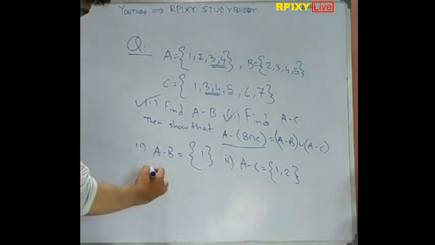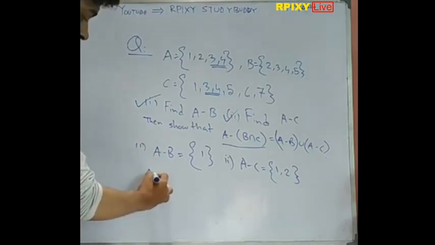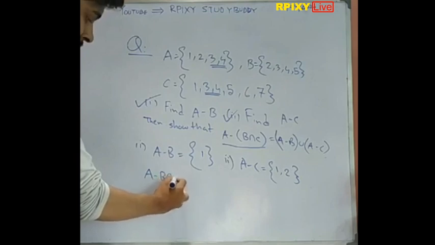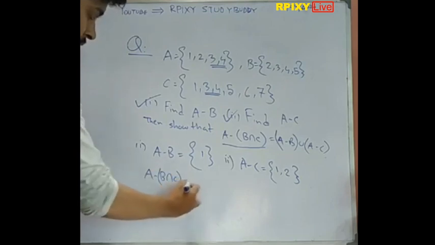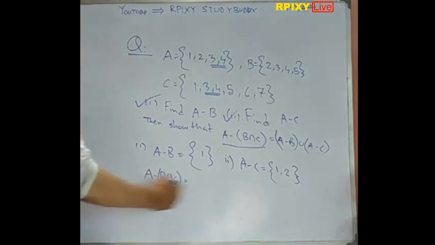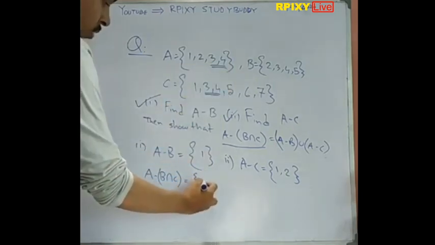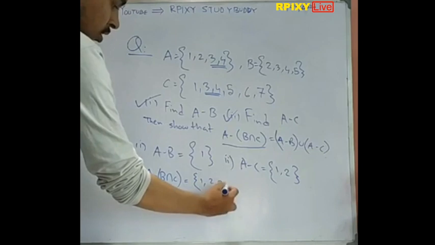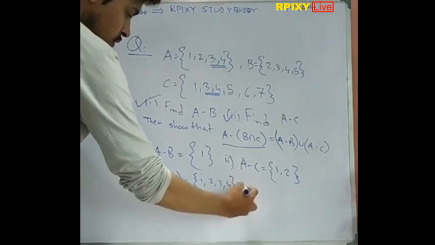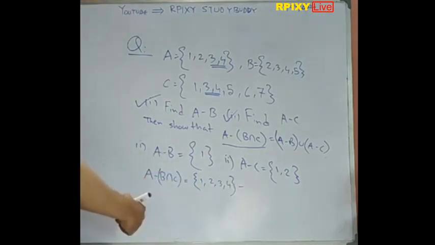Okay, so what is A minus B intersection C? We can write the A first. You have to do the first bracket thing first. So I am writing A. A is the set 1, 2, 3, 4 minus B intersection C.